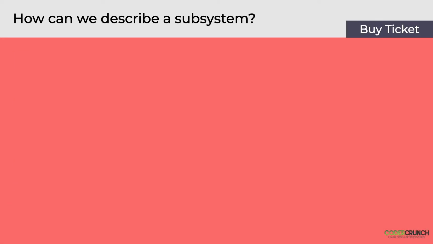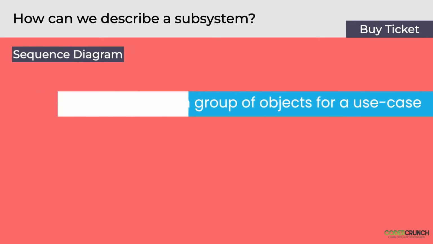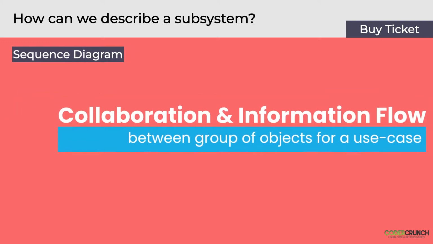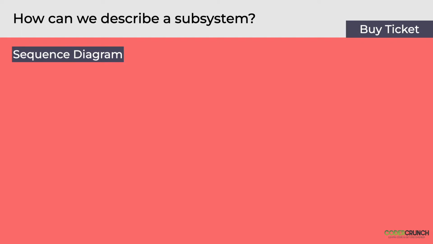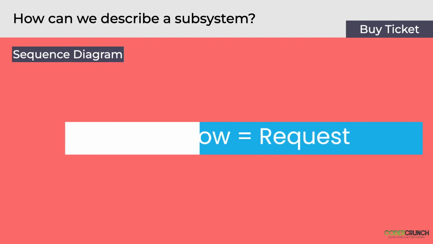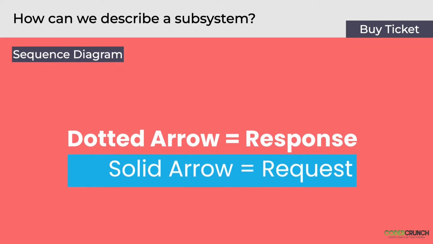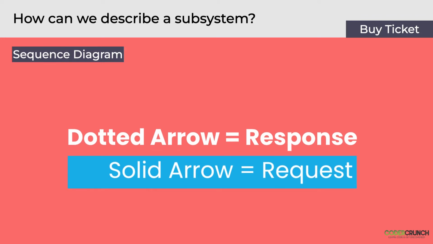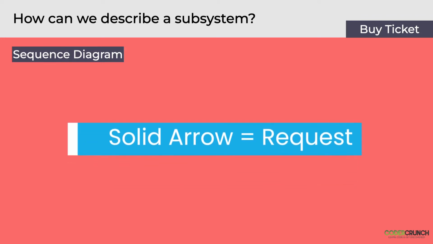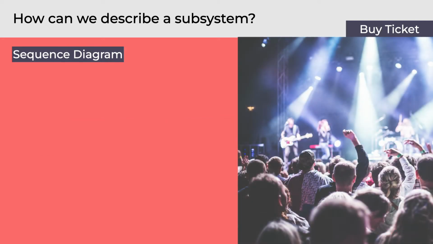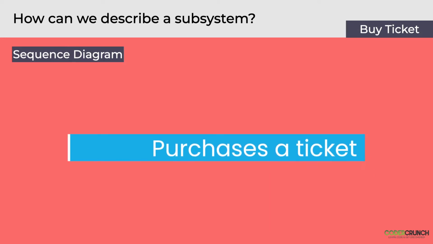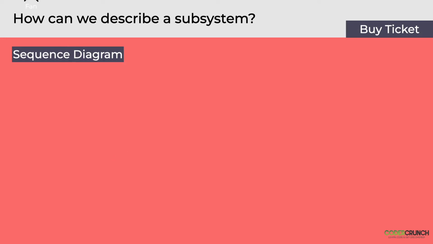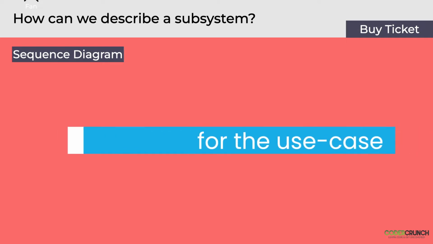To recap, a sequence diagram shows an ordered sequence of events or information flow between a group of objects or services. The order of events or the information flow can be traced by the arrows. A solid arrow represents a request, while a dotted arrow represents a response. We will build a sequence diagram for the buy tickets use case for our concert app. As a part of the use case, the fan searches for an event they would like to attend and purchases a ticket for that event.